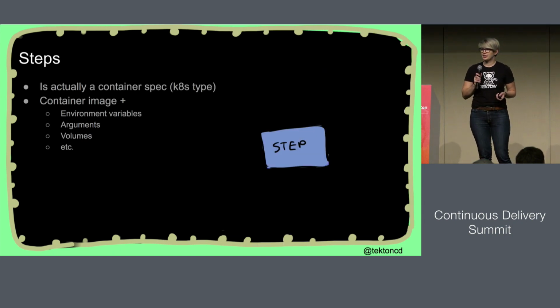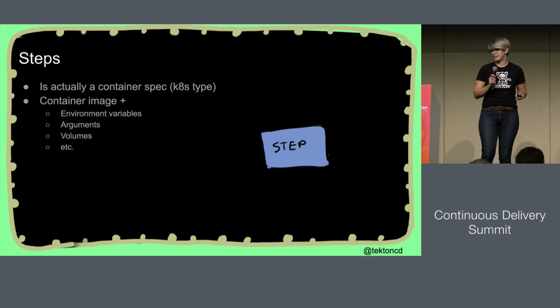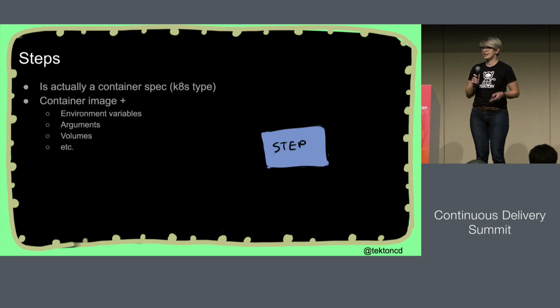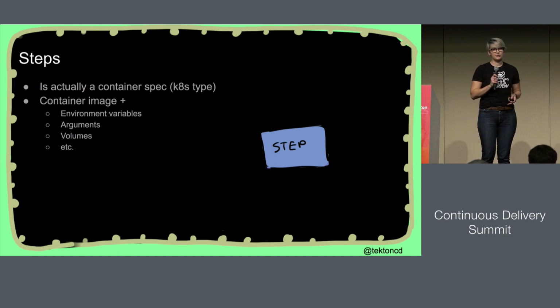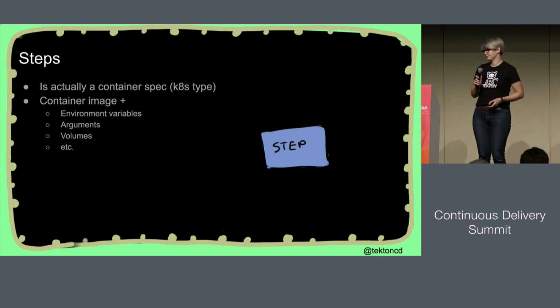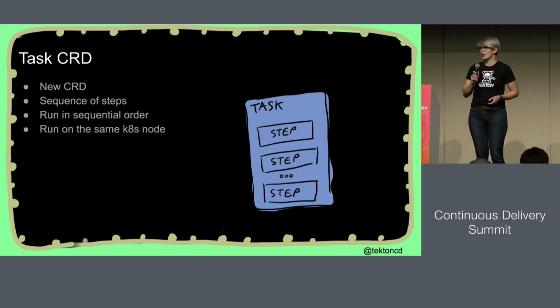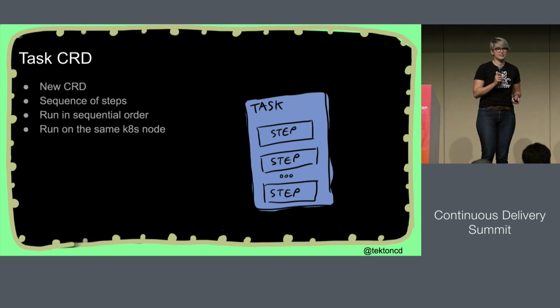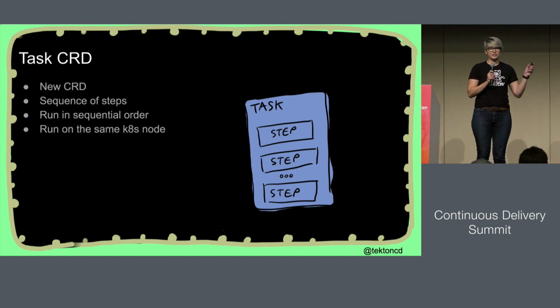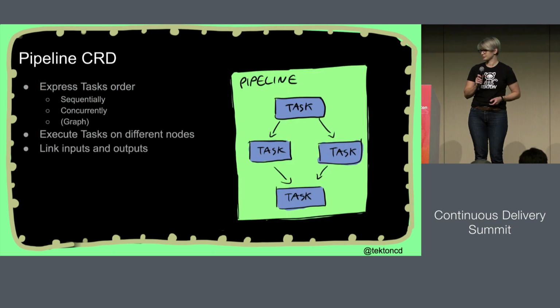Our most basic building block is something we call a step. And a step is actually an existing Kubernetes type called a container spec. This is an image with everything that you need to run it, like what environment variables it needs, what volumes, etc. The first new type that we added is called a task. A task lets you combine steps. So those steps will run in the order that you declare them in on the same Kubernetes node, which means that they have access to the same resources.